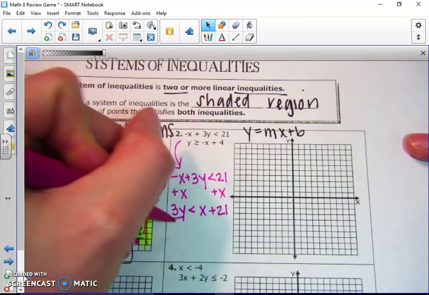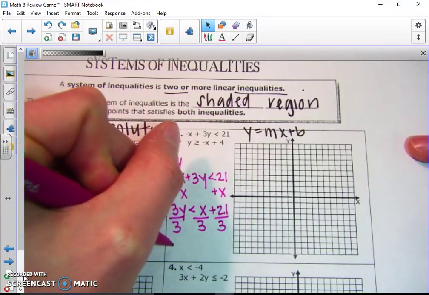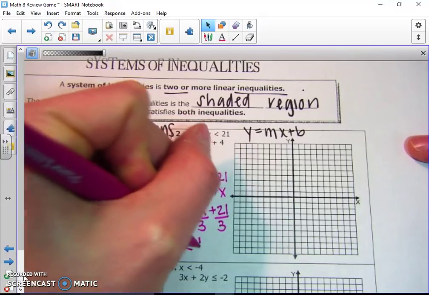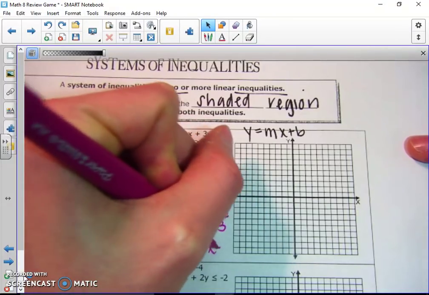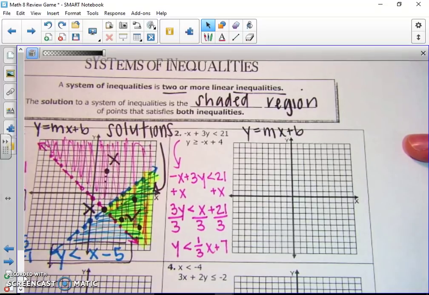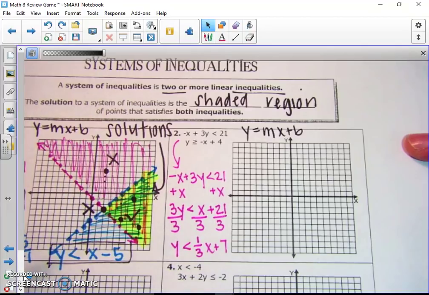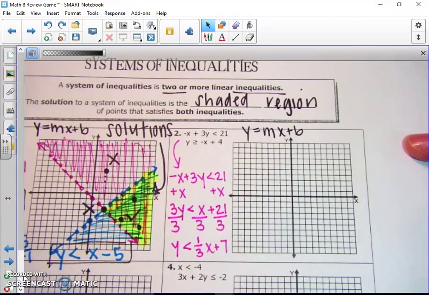Almost done. We need to divide everything by 3. And we're left with y is less than 1/3 x plus 7. So this is the first line we're going to draw. Notice y is less than, that's the sign that we're using, so think about, should this be a solid or a dashed line? This should be a dashed line because it's not less than or equal to, it's just less than.